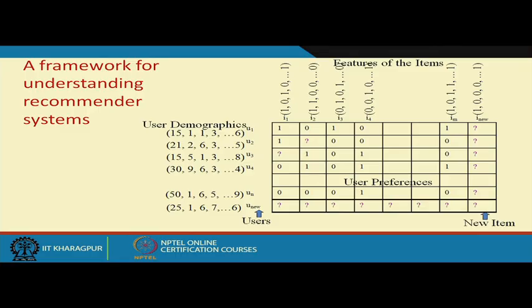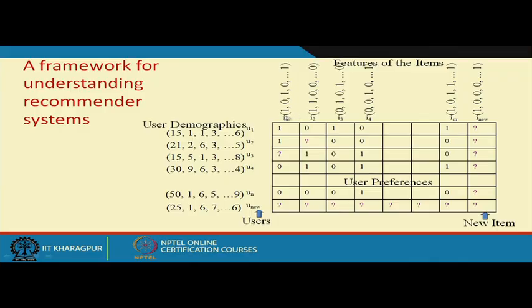These features can be of many types, irrespective of what it is or how it is derived. I am just saying that each item has to have a feature vector.